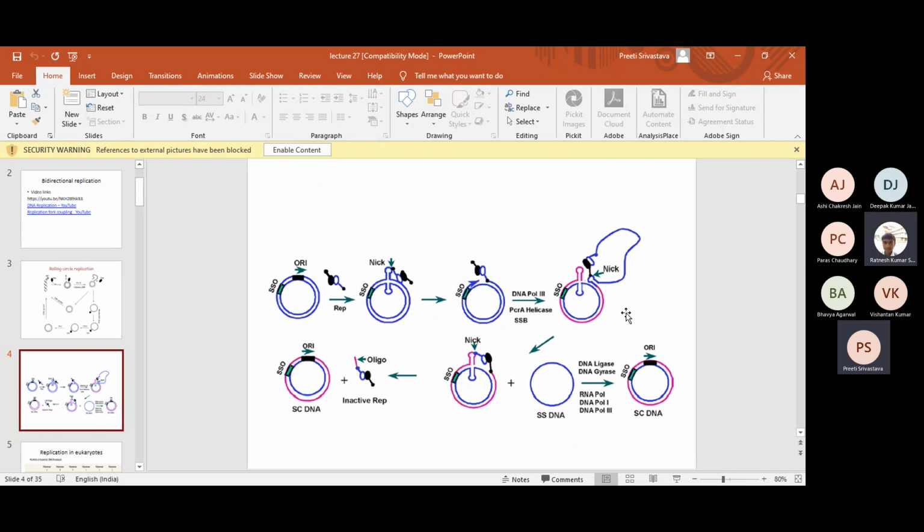Ma'am, I have a question. We have learned that in this case also, the single strand doesn't remain single-stranded. There is another polymerase which makes it double-stranded. Yes, Ratnesh, that is true, and that is the next step.